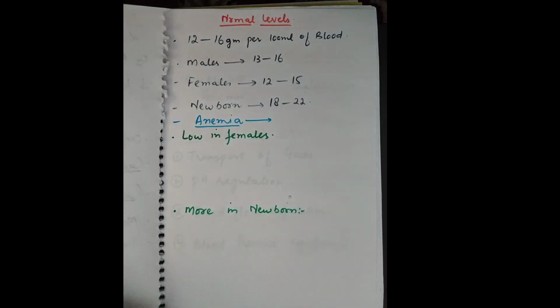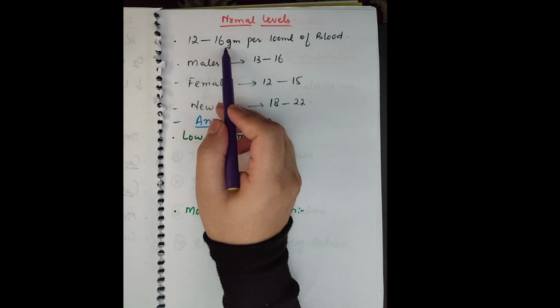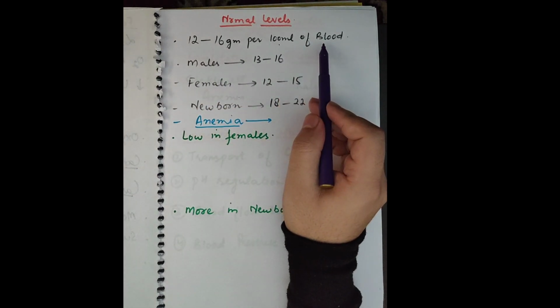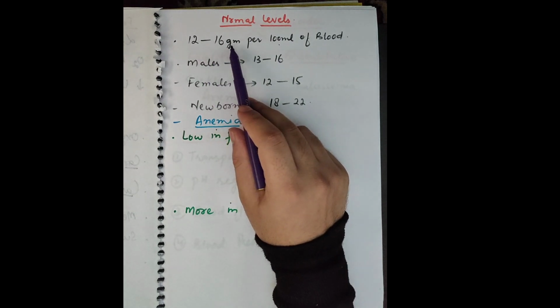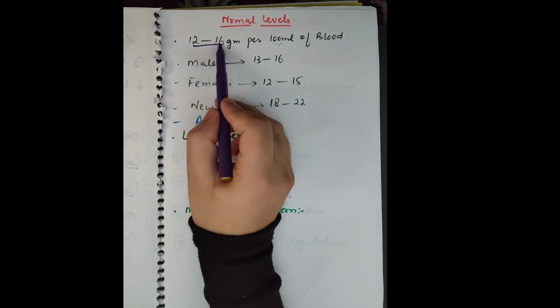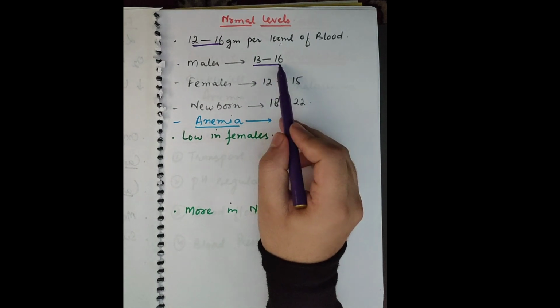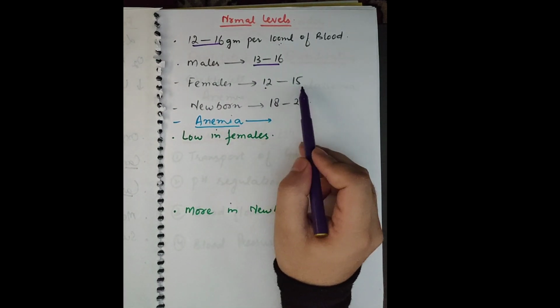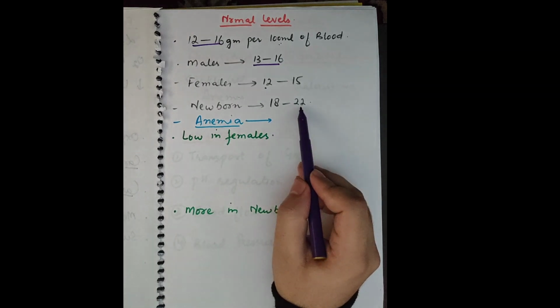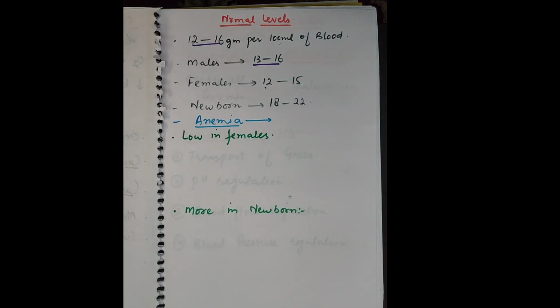Okay, so what are the normal levels of hemoglobin? As per your NCERT, 12 to 16 gram of hemoglobin is present in 100 ml of blood, which is also called 12 to 16 gram per deciliter. Okay, 12 to 16 gram. Males have 13 to 16, females their normal value is 12 to 15, and newborns have 18 to 22. Again, newborns have higher levels of hemoglobin. Males also have higher levels of hemoglobin, and females relatively have lower levels of hemoglobin. Okay, we will discuss why.